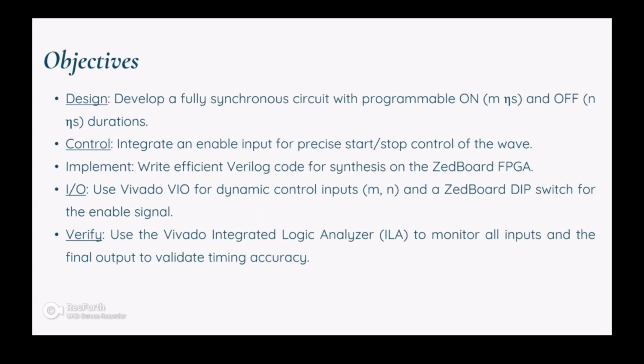The main objective of this project is to successfully design, implement, and rigorously verify the programmable square wave generator circuit on the Zynq board. We have three core specific objectives. Design and control: develop the robust synchronous circuit with independent on and off time control using M and N inputs, and integrate an enable functionality for precise gating of the output.